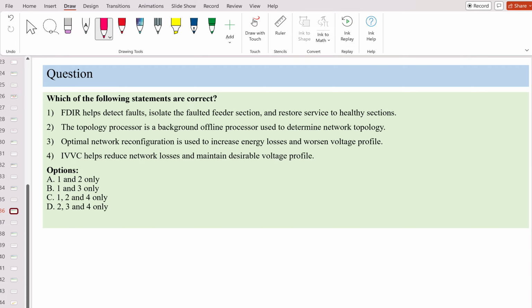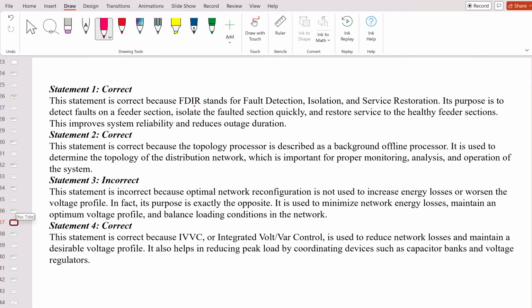Okay, let me give the solution. When you see the first statement, this statement is related to FDIR, which is called fault detection, isolation, and service restoration. So that is called a fault detection, isolation, and restoration device. Its proposed purpose is to detect the fault in a feeder section, isolate the faulted section quickly, and restore the service. So the first option is correct.